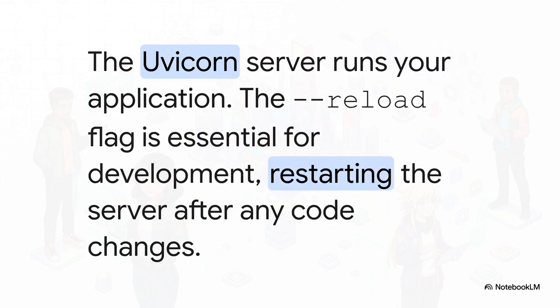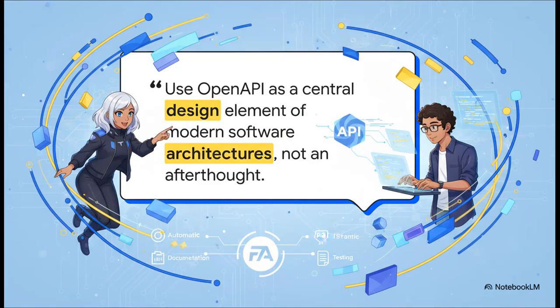Now, to bring this code to life, you just run this command in your terminal. Uvicorn is the server that runs the app. main:app tells it to look inside the main.py file for the object named app. And that --reload flag, it's a lifesaver in development because it automatically restarts the server every time you save the file. This quote really captures the modern philosophy perfectly.